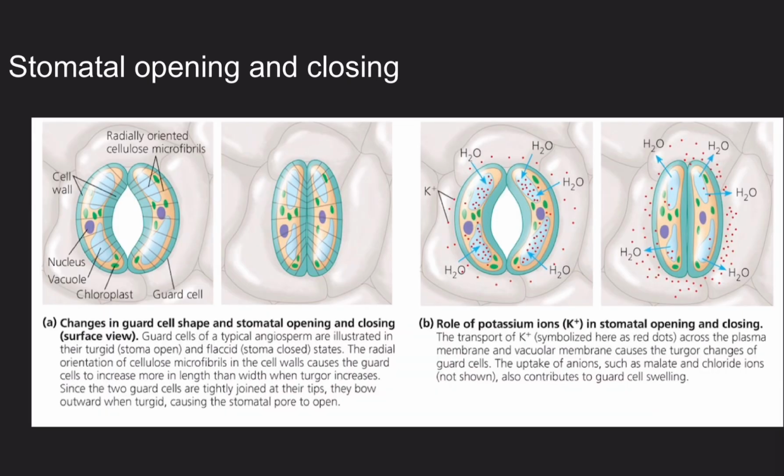Potassium ions have a significant role in stomatal opening and closing. The transport of potassium ions across the plasma membrane and vacuolar membrane causes the turgor changes of guard cells. So basically, when more potassium enters the guard cells, more water enters in turn to try to neutralize the concentrations. In turn, the guard cells open, which allows air to enter the plant. But then when the potassium ions leave, the water exits the guard cells, which leads to stomatal closing.